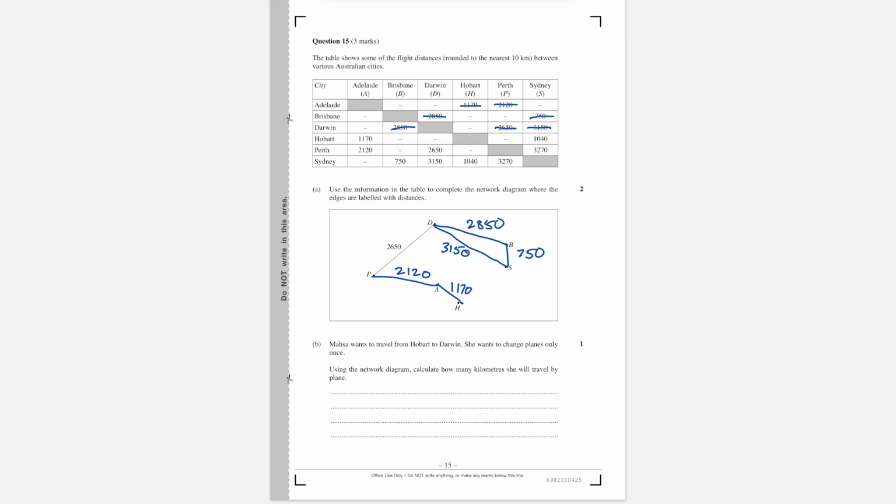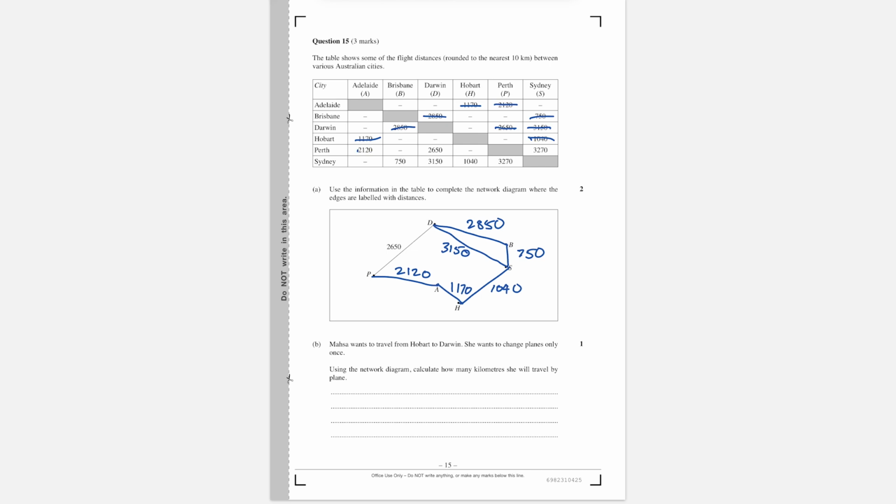Okay, Adelaide to Hobart is 1170. Already got it. Sydney to Hobart is 1040. We don't have that. Let's add it in. 1040. And we look pretty much done.